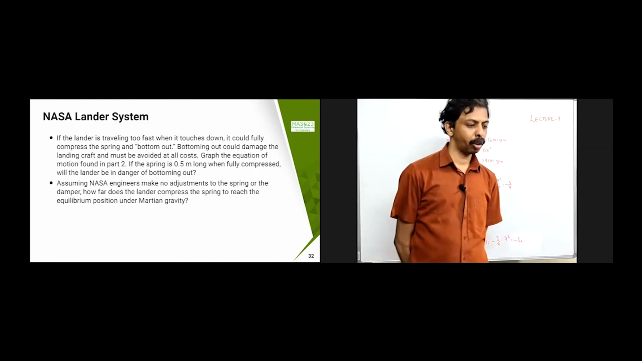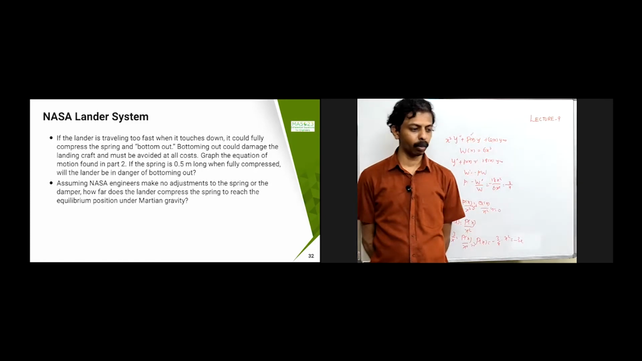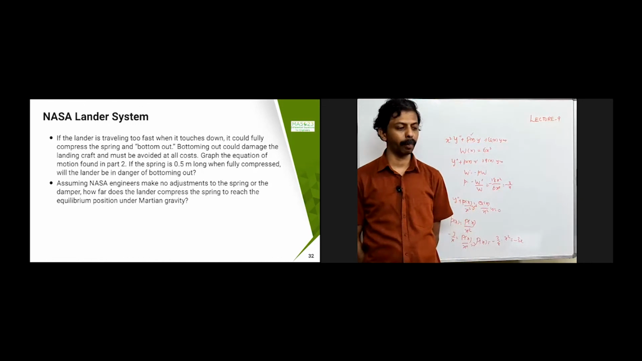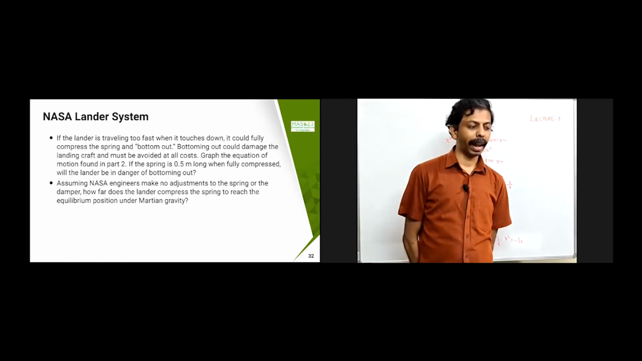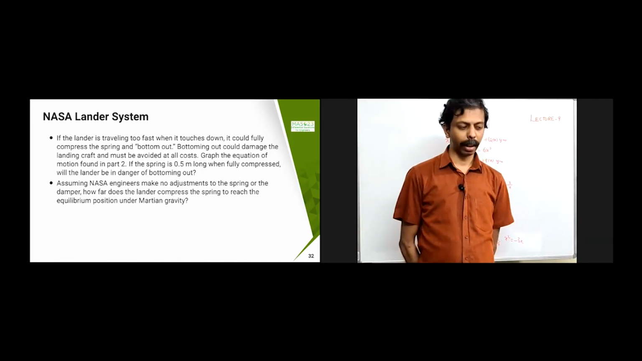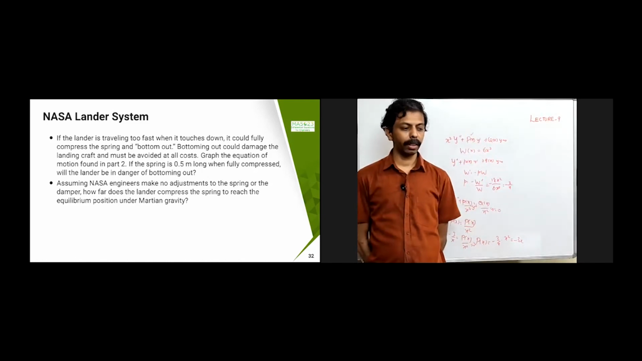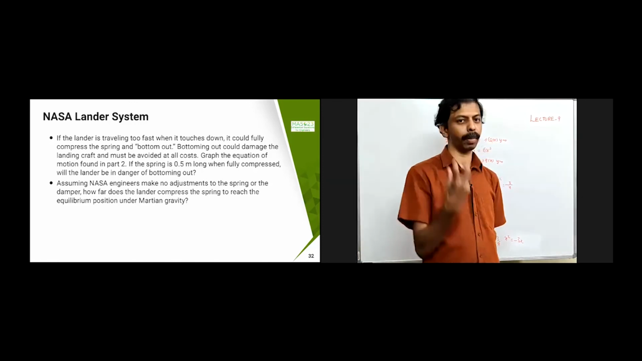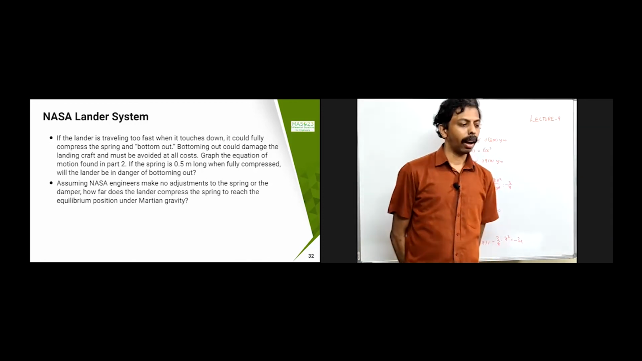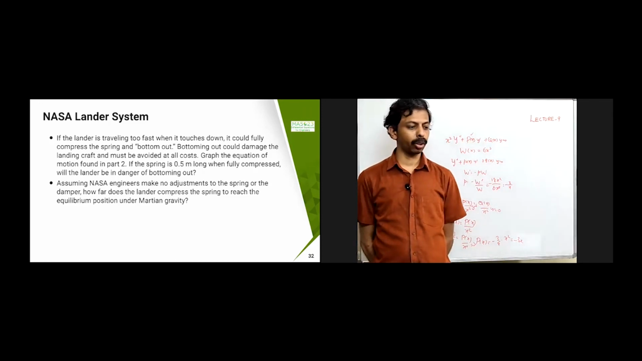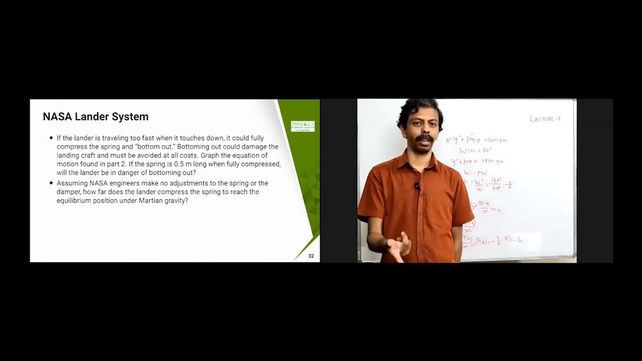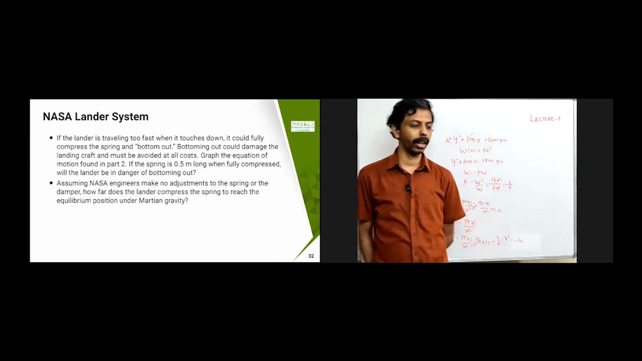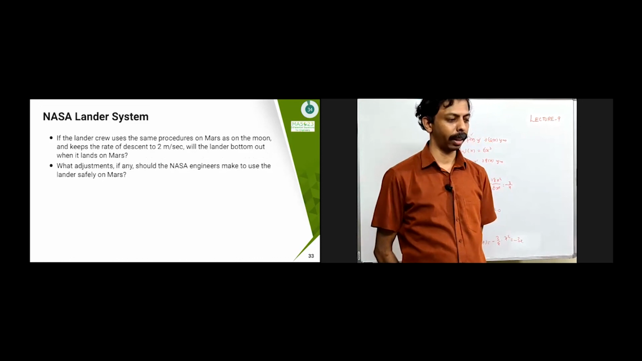So grab the equation of motion which you found in the previous one. Suppose the spring is 0.5 meter long when fully compressed, will the lander bottom out? That question you can answer. Now, assuming engineers make no adjustment to the spring and damper which they got from the Moon lander, how far does the lander compress the spring to reach the equilibrium position in the Martian gravity? I'm just taking the vehicle from the Moon and putting it in the Martian gravity, and trying to understand what happens.